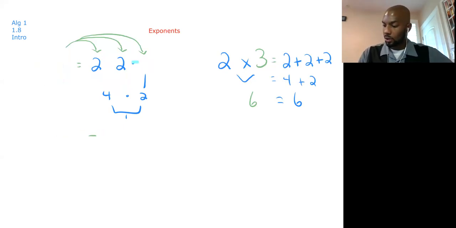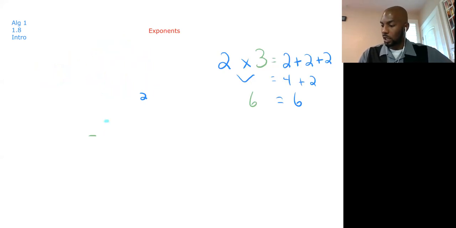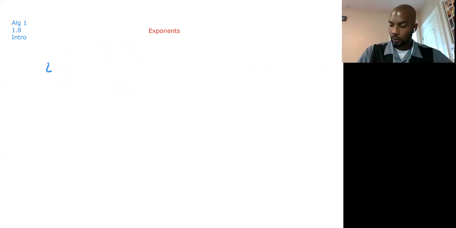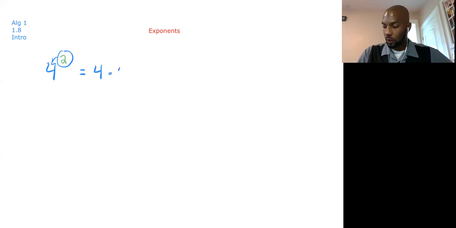Let's do one more and then we'll talk about terminology. So if I had, let's pick a good number, let's pick 4. And I said 4 to the second power. Well, the 2 tells me how many times I need to multiply 4 by itself. So it's 4 times 4. 4 once, 4 twice. I can write it in green so it shows that I have consulted the exponent. 4 times 4 is 16.